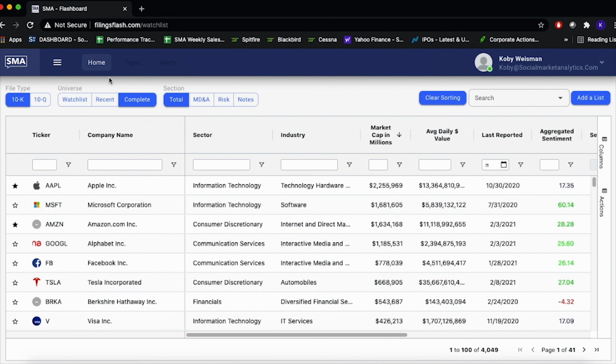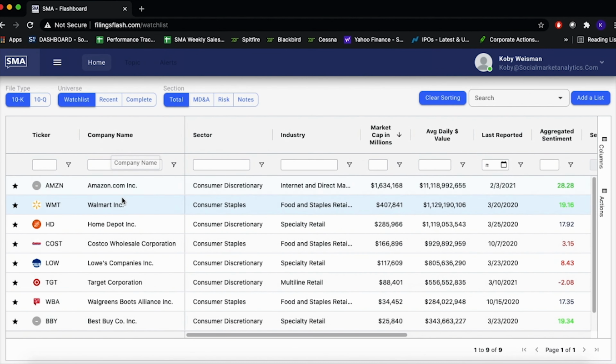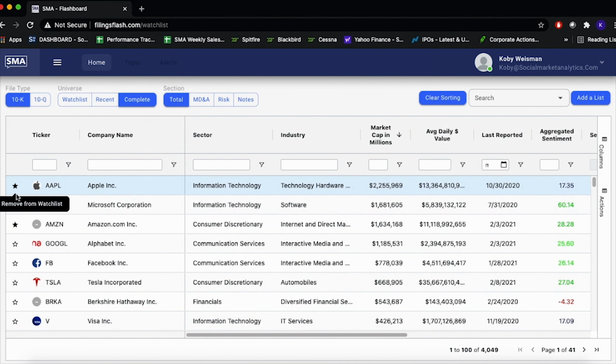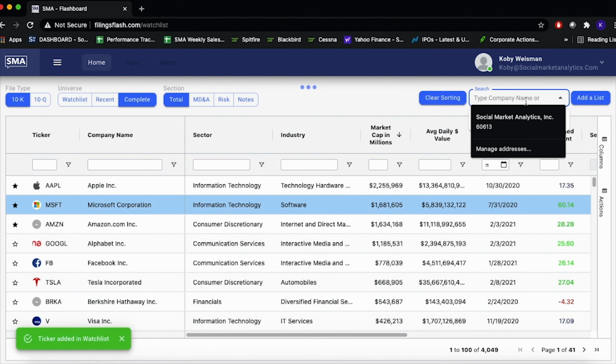Universe allows you to filter between the entire universe of U.S. equities, recent filings, which are filings posted in the past 4 days, and a custom watch list of filings. To add equities to your custom watch list, you can either click on the star next to the ticker, so right there, or you could type in the company name itself.